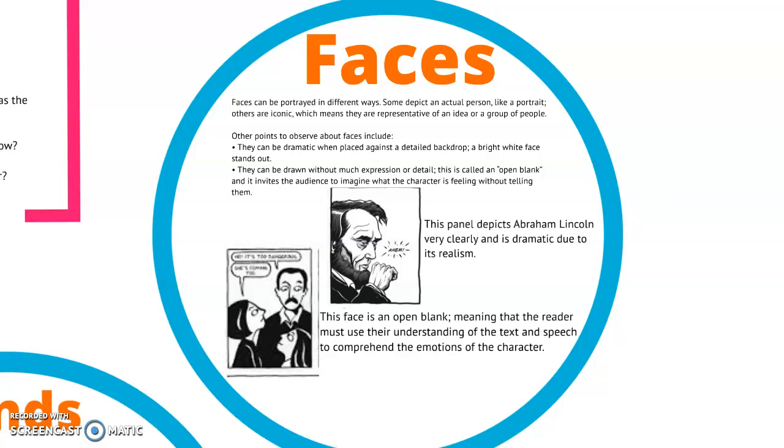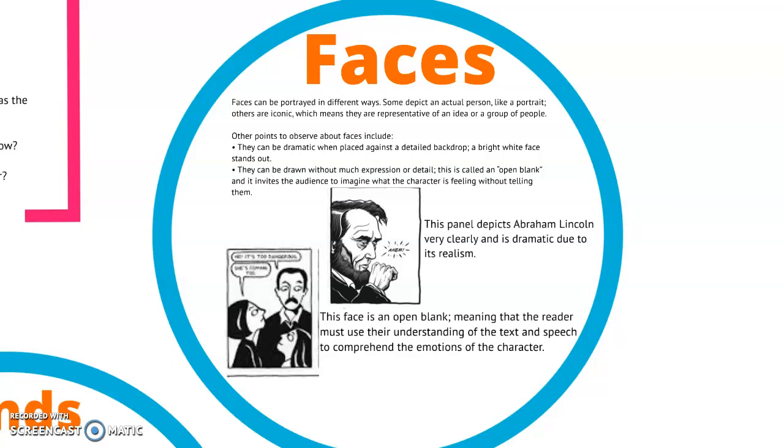So if we go back to our Abraham Lincoln panel for a moment, he's clear. Abraham Lincoln is very dramatic due to its realism. Okay, so it's sort of a realistic drawing. Again, the clearing of the throat, the hand to the mouth, the heavy brow. We've got a lot of sort of tension there. So this tells us, if we remember the panels prior, that he is about to speak and is probably nervous about it.